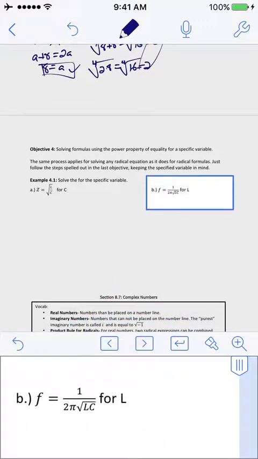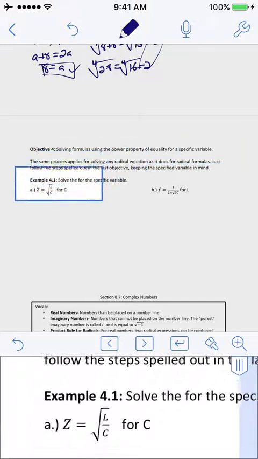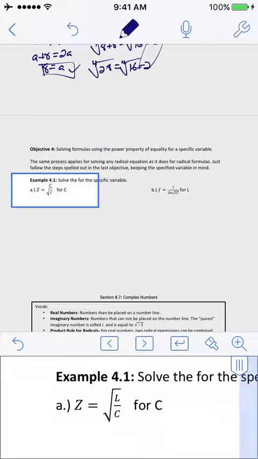Last thing we're going to talk about today is formulas. Formulas with square roots and solving them. As you can see, again, very popular subject, being able to use these formulas, rearranging them. And once again, rearranging has to follow all the same rules that solving does.